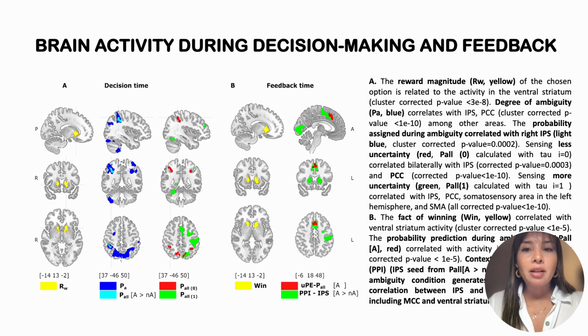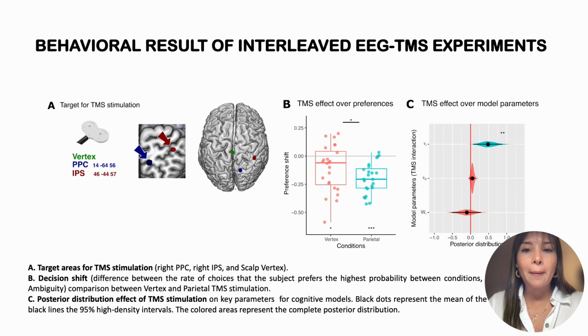So, brain results show that during the decision-making period, the areas typically related to reward prediction were activated, and in the ambiguity context, there was an important activation of the parietal cortex. During feedback, we obtained an activation in the ventral striatum when they won. On the contrary, when the prediction was inaccurate, we obtained an activation of the medial cingulate cortex and increased activity in the intraparietal sulcus.